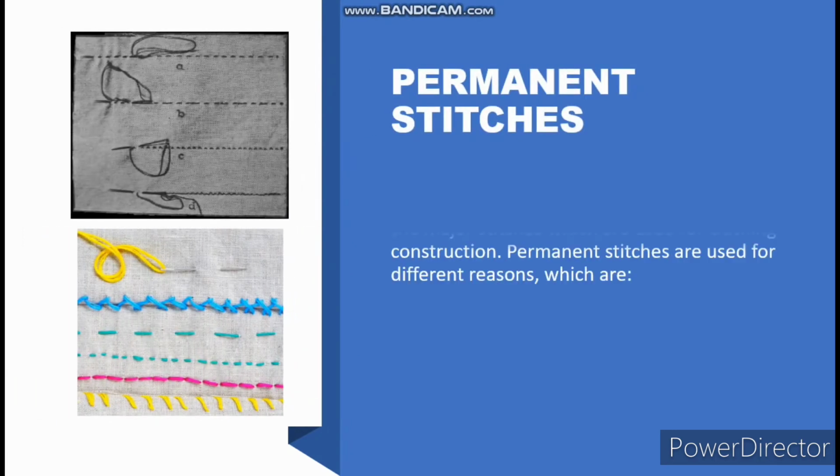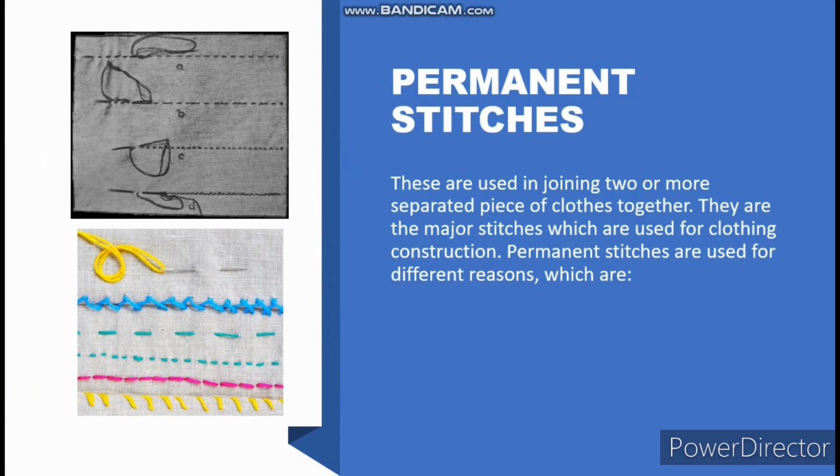Permanent stitches, which are the second type of stitches, are used in joining two or more separated pieces of clothes together. They are the major stitches which are used for clothing construction. Permanent stitches are not removed. Ensure that the thread used matches the material in terms of texture and color.